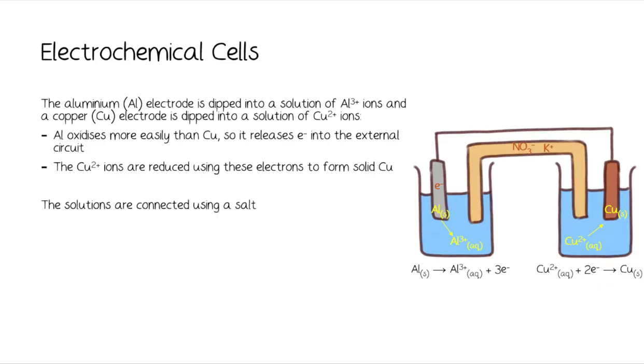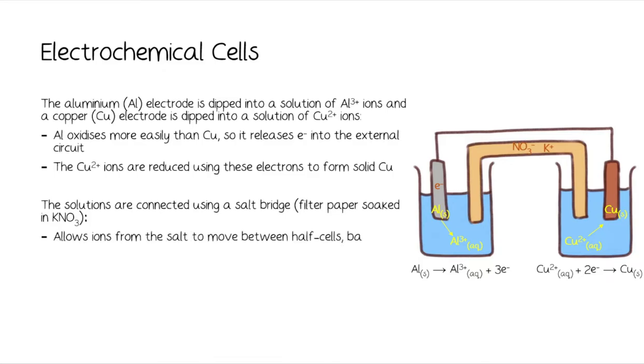In electrochemical cells, we also use a salt bridge to connect the two. This is usually filter paper soaked in potassium nitrate. The reason for this is that it allows ions from the salt to move between the half cells, balance out the charges, and complete the circuit without these two reacting with each other. Without a salt bridge, one side would accumulate a negative charge and the other side would accumulate a positive charge and the reaction would just stop. The ions in the salt bridge balance the charges between the two and it allows the reactions to continue and hence the flow of electrons as well.